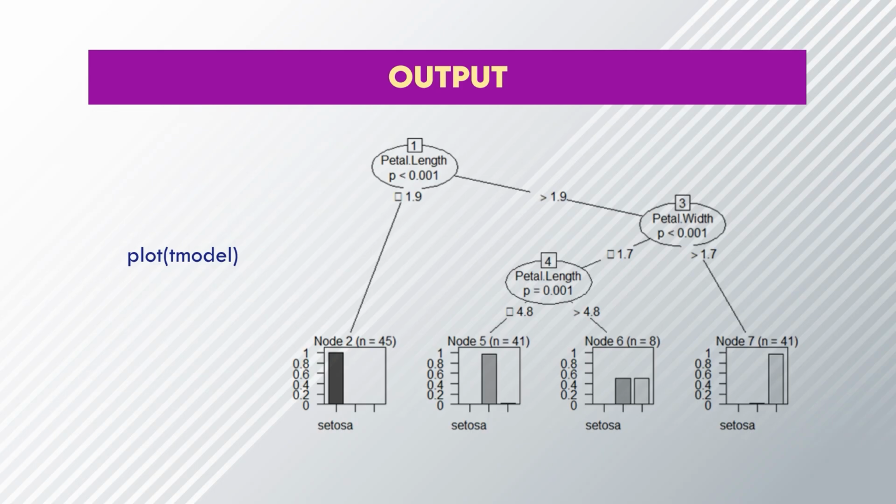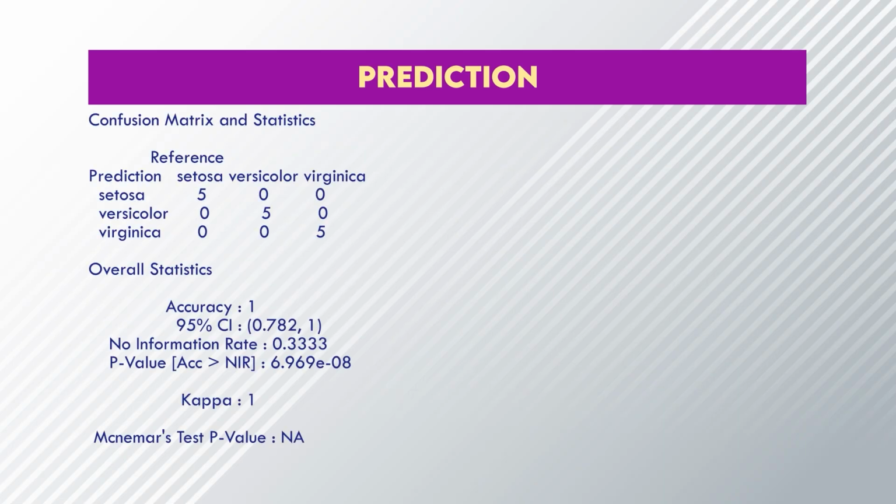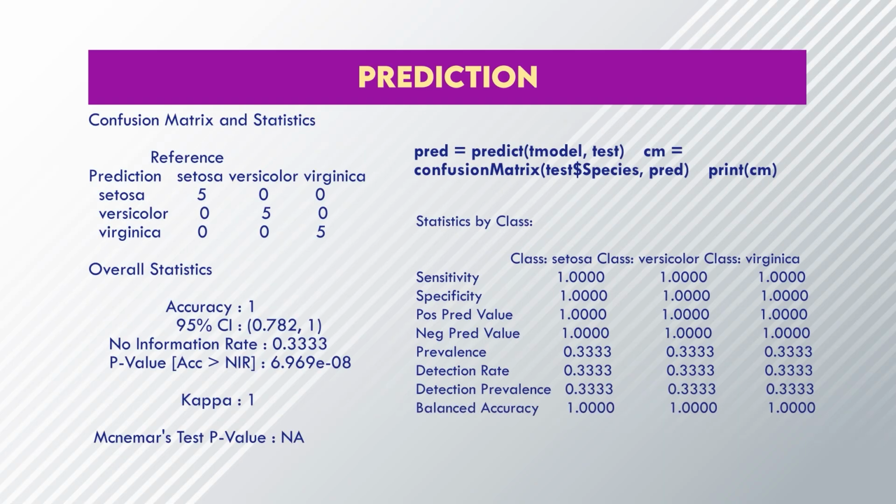So how to give it? Simply write pred, which is a variable name, equal to predict t model comma test. So test is all the variables, all the features of the sepal, the petal length, petal width, all the features of the flowers that are there without the actual species. So the species will not be given to the predict variable or t model. So that model has to predict based on only the features of the flower.